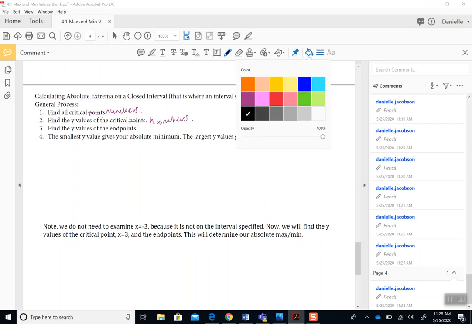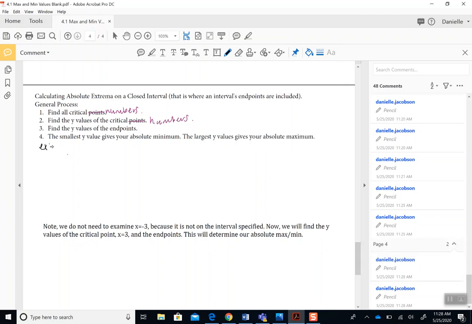My first step is going to be to find the critical number. So I guess I should give us a function to work with. For example, let's find the absolute max and min of f of x equals 5 plus 54x minus 2x cubed on the closed interval, seeing I have brackets, from 0 to 4. All right, so step one, I'm going to find the critical numbers.